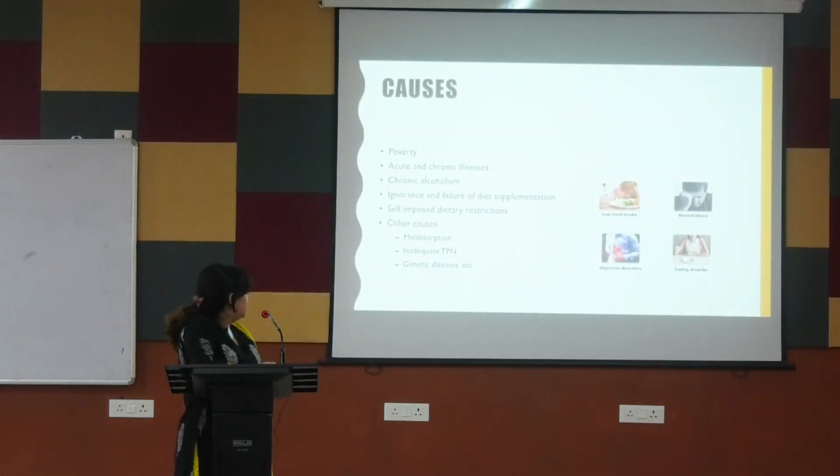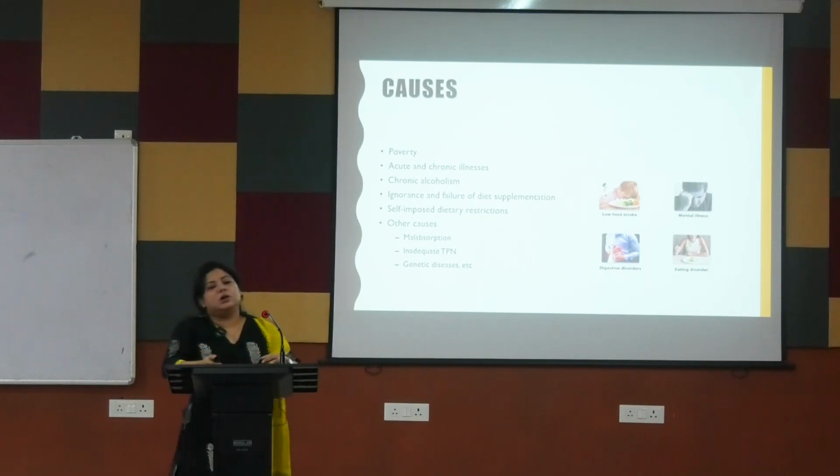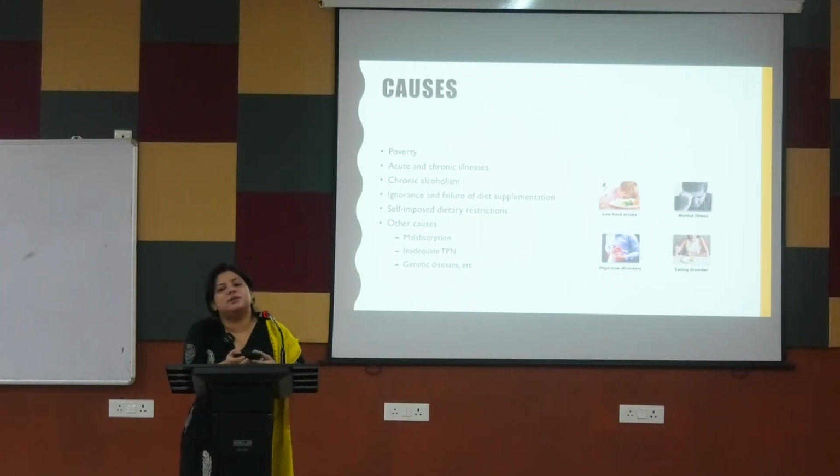Apart from that, acute and chronic illnesses, right? Suppose chronic illnesses like say cancer, cachexia happens, that is also malnutrition. AIDS patients are severely malnourished, they are very thin, they are severely malnourished.